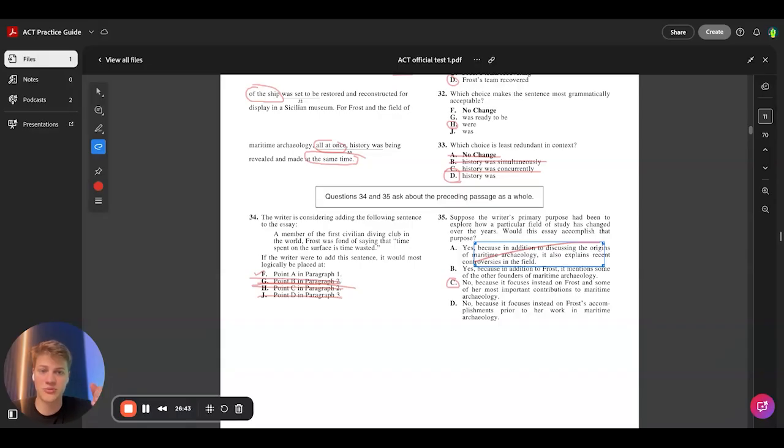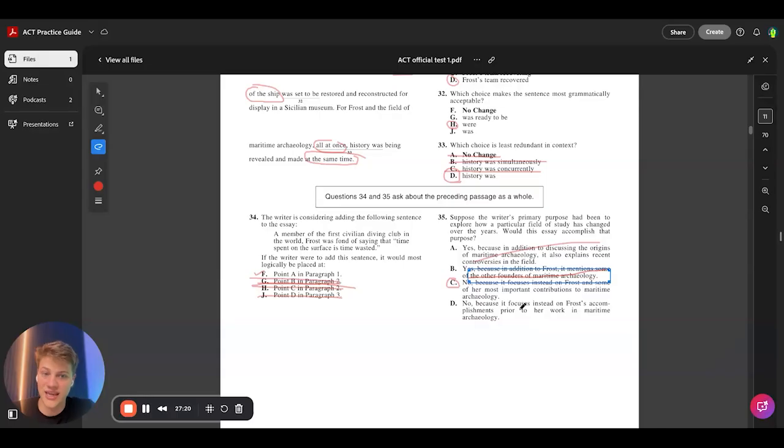suppose the writer's primary purpose had been to explore how a particular field of study has changed over the years. Would this essay accomplish that purpose? This explanation for why the essay accomplished the purpose of explaining how this field has changed, the explanation that the passage mentions the other founders, makes no sense. It has nothing to do with it. The founders don't really have anything to do with how the field of study has changed over the years, so that can't be the correct answer. The explanation has to make sense and answer the question that's being asked.